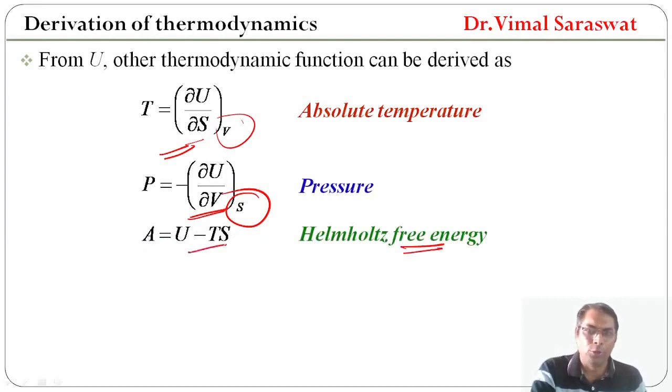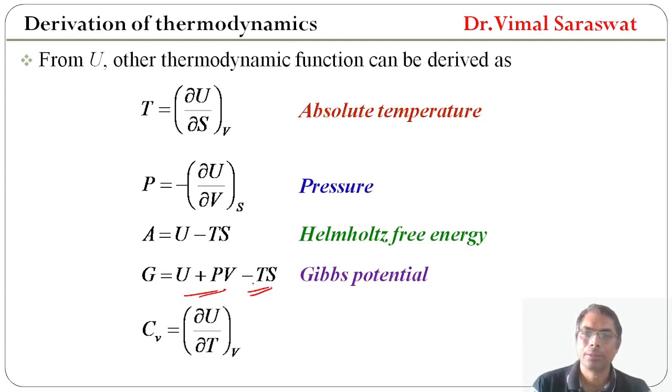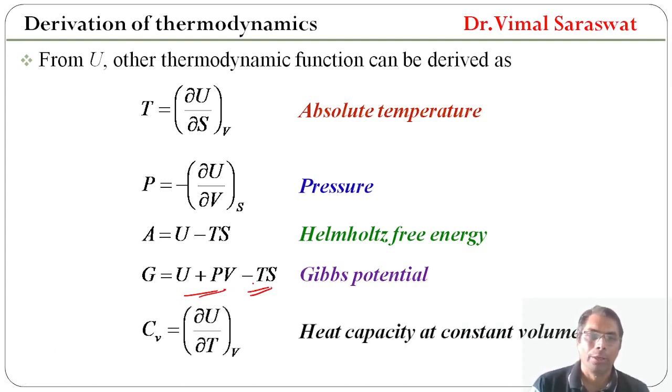and Helmholtz free energy A = U − TS, and Gibbs potential or Gibbs free energy G = U + PV − TS, and also heat capacity at constant volume, that is Cv = (∂U/∂T) at V. So, if we know the value of internal energy U, then we can find all the thermodynamic functions by using these relations.